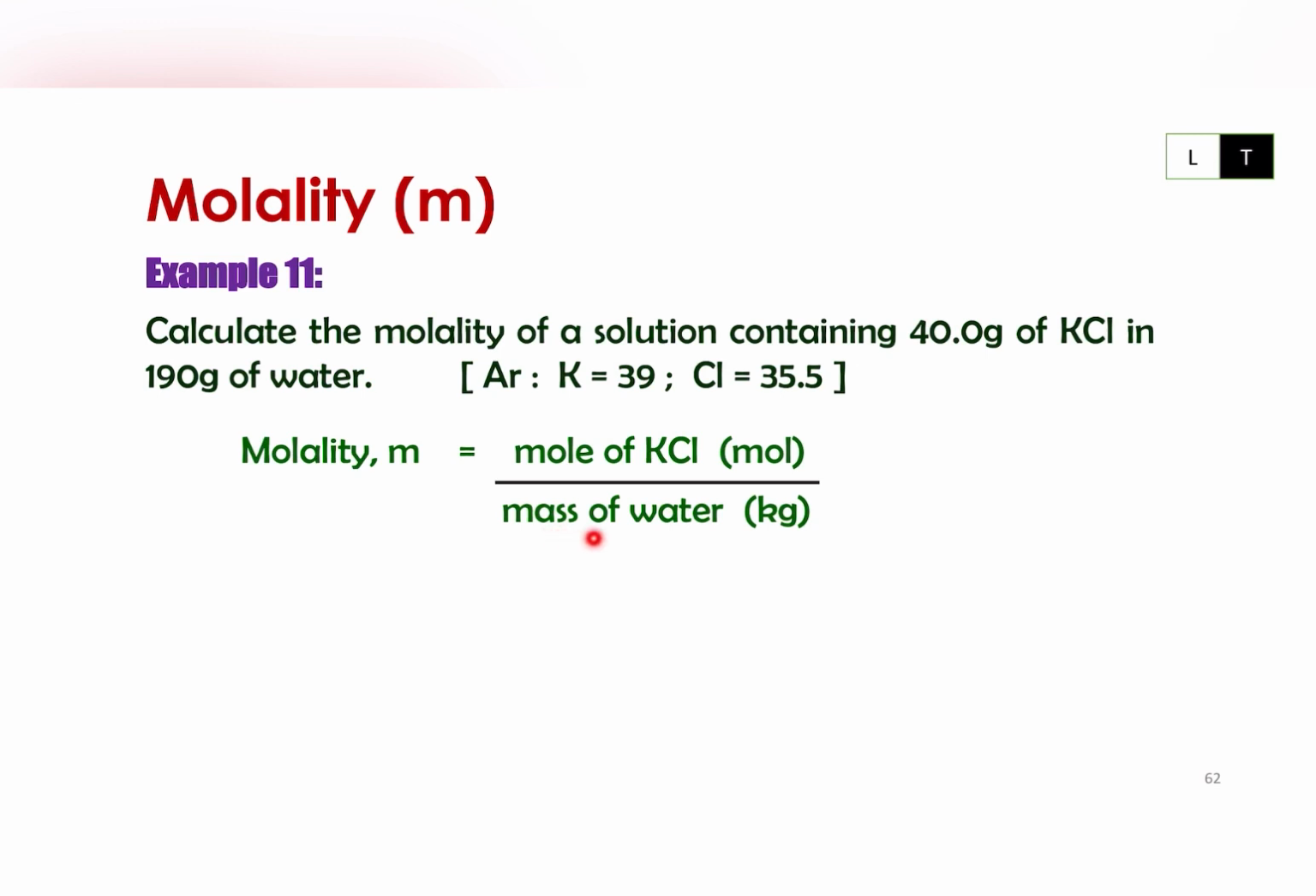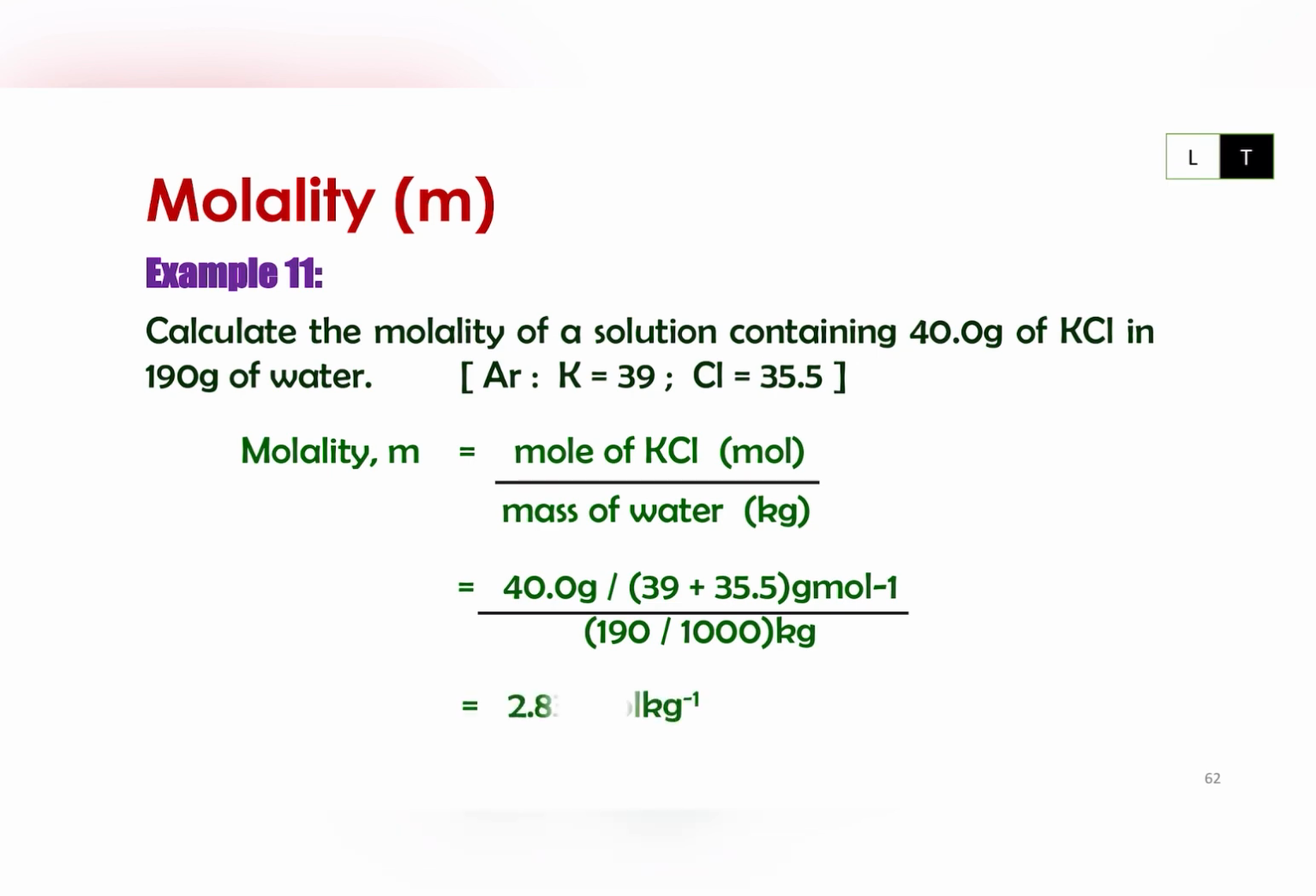Next, for the mass of water, you have the information given in gram. So you need to convert it into kilogram because the units here are in kilogram. So you will have this value, and the final one, molality for this solution will be 2.83 mole per kilogram. So this is the final answer. Let's continue with one more example.